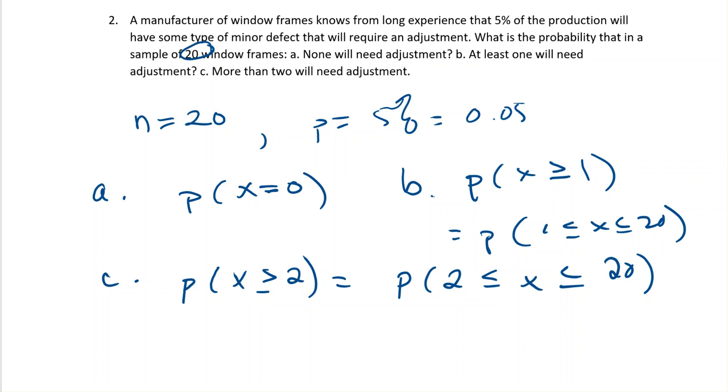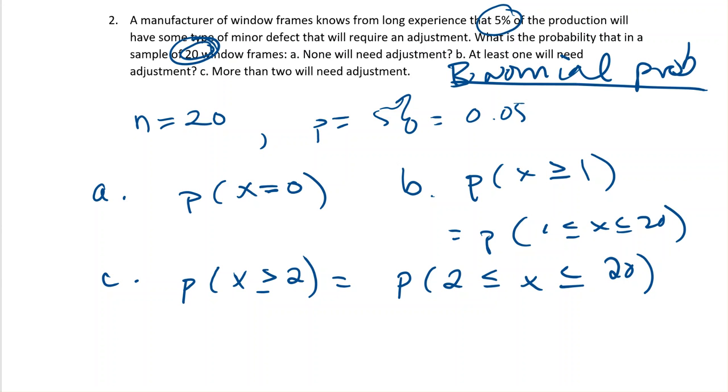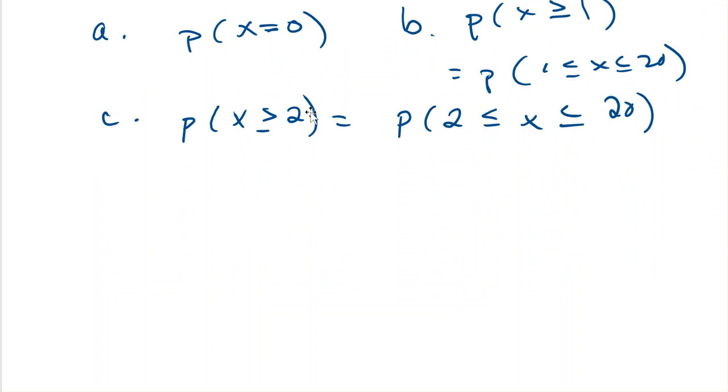Greater than or equal to 2 means including 2, greater than or equal to 1 means including 1. So if you look at this, you'll notice that it's a discrete number of things that are happening. It's 20 window frames. You're not going to have 1.1, 1.2, 1.3. You're going to have 1, 2, 3, 4, up to 20. So it's a discrete probability distribution. And also, since we know it's 5%, it's the same always, and you know exactly how many window frames you're testing, this must be a binomial probability.